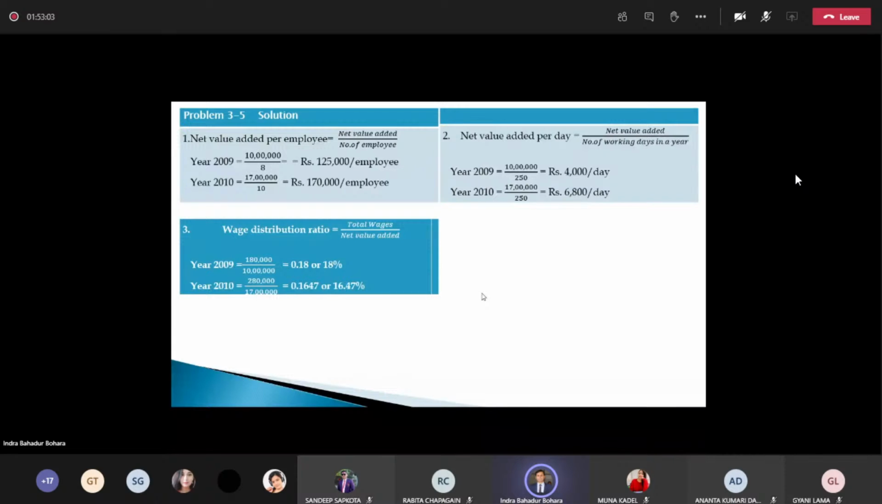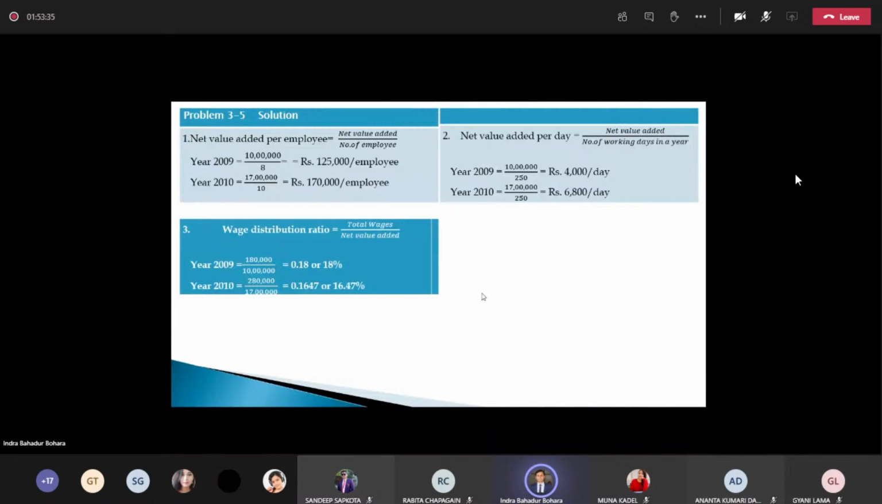What is the formula of total wage distribution ratio? Total wages are total distribution to employees divided by net value added, that we already practiced in 3.4. For 2009, 2010, total wages in 2009 is 1,80,000, 2010 is 2,80,000. And here is also a decrease, and decreasing the wages contribution is better.